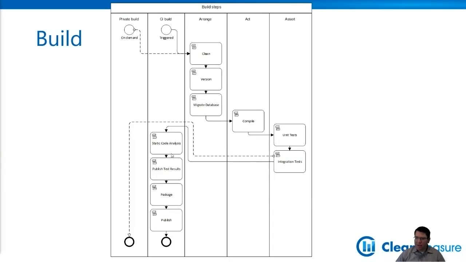Then we can do static code analysis. We can package up the components. And so if a particular application needs to deploy a web application and a backend Windows service, those would be two release candidate packages, two NuGet packages that this build would produce at the end. All right, so that's important there.